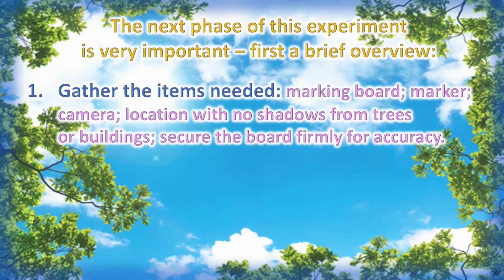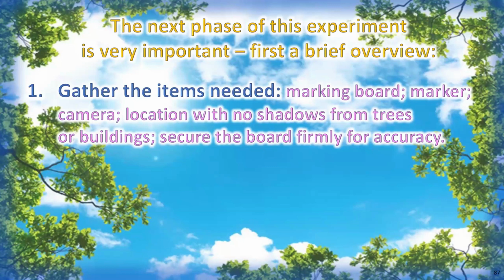First of all, gather your items. Get your marking board. Get your marker, a fine-tipped marker. Get several colors of markers, several colors of pins or whatever. Make sure your camera is ready to go. Find your location where it isn't going to be shadows from trees or buildings, whatever. Find a location where it's a sweet spot where you can mark the shadow from early in the morning till evening as best as you can.